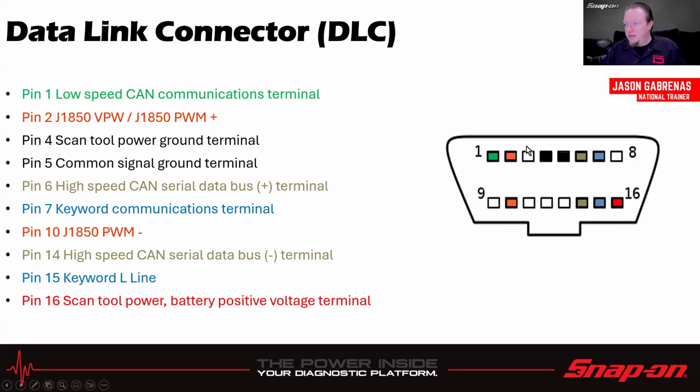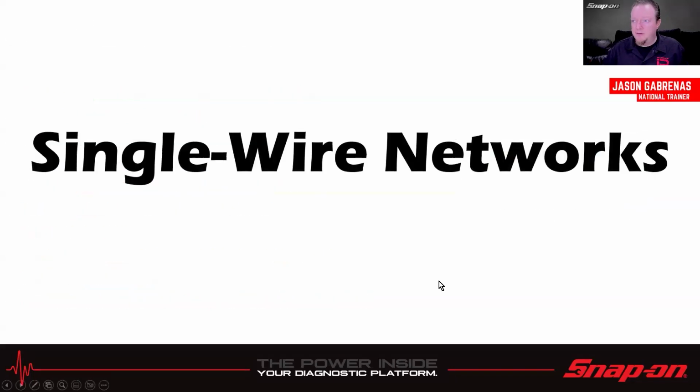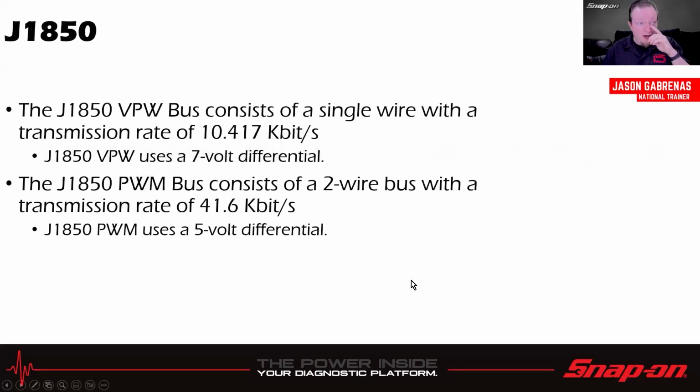So you would be able to test it here. And you see there's a fair number of free terminals, like 3 and 11. 3 and 11 would be another common one that gets used in there. Some manufacturers fill up the whole thing with network terminations. So here are our low-speed single-wire and low-speed dual-wire networks.